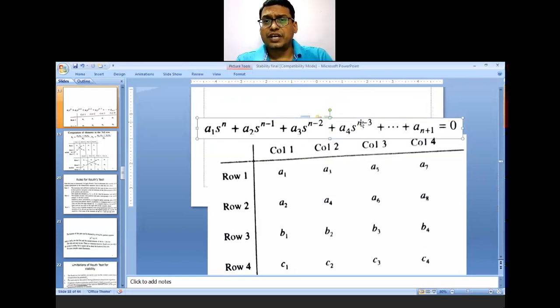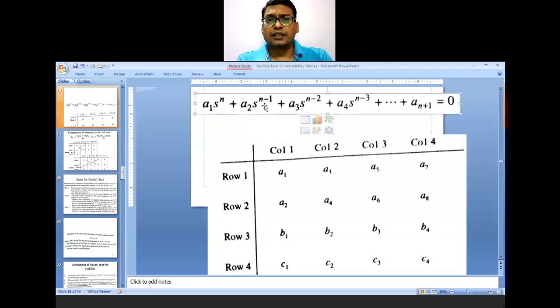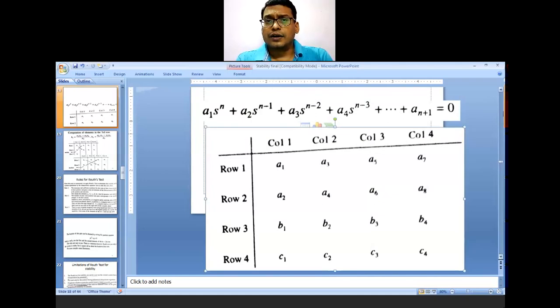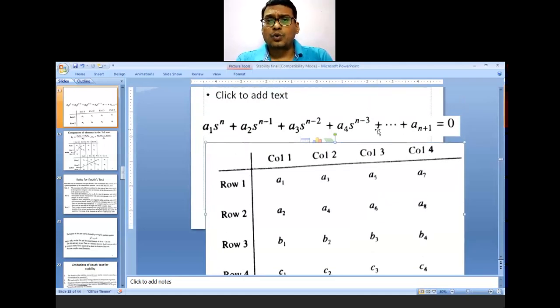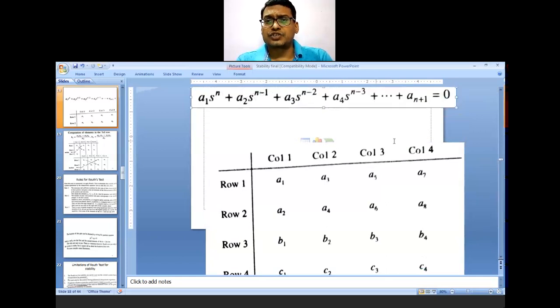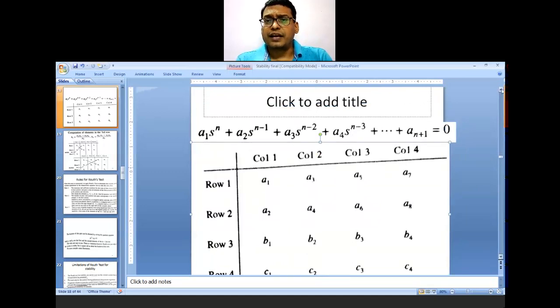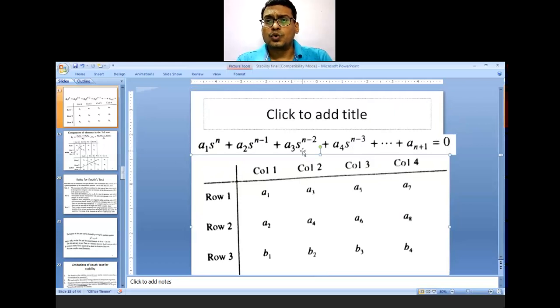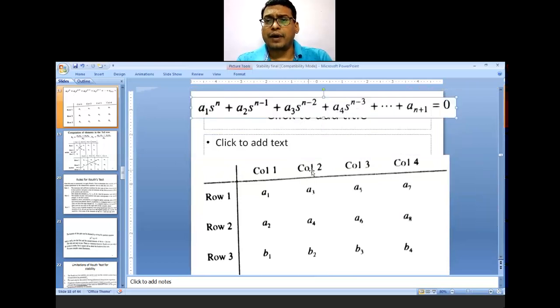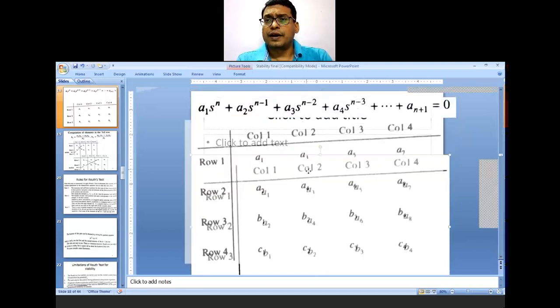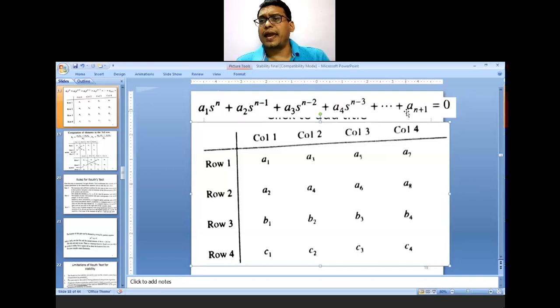So you can see the characteristic equation in this figure, that is a1 s raised to n, a2 s raised to n minus 1, a3 s raised to n minus 2, a4 s raised to n minus 3, plus and so on up to an plus 1, which equals 0. This is nothing but a characteristic equation.